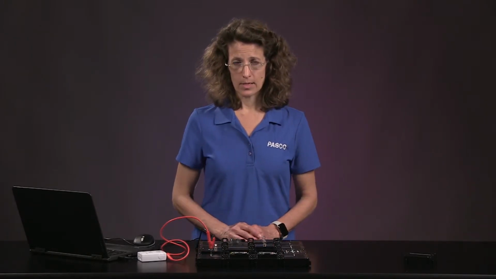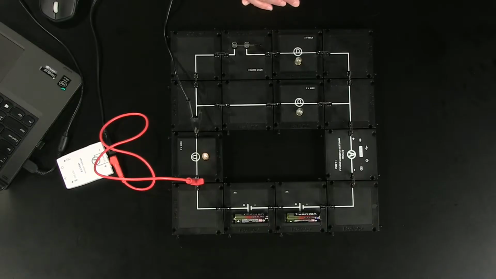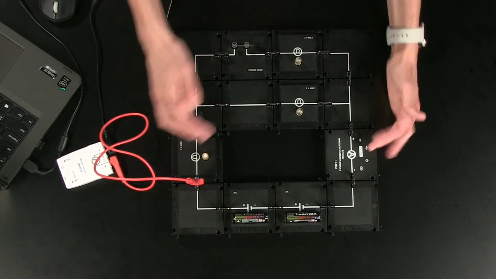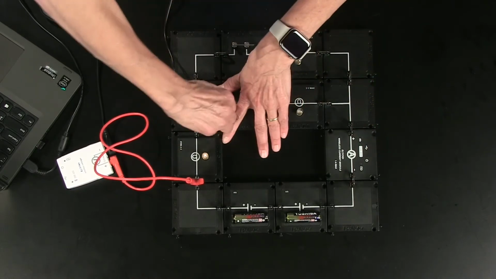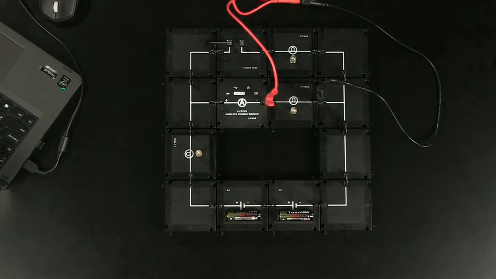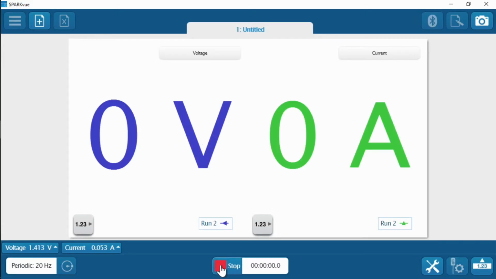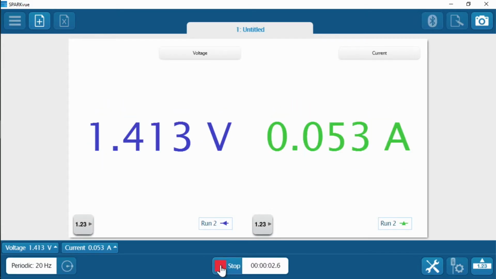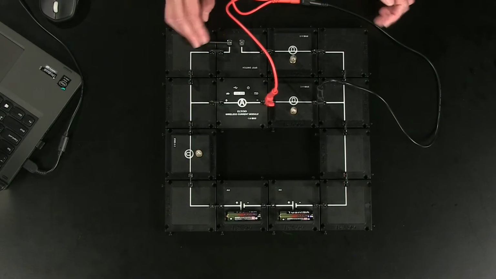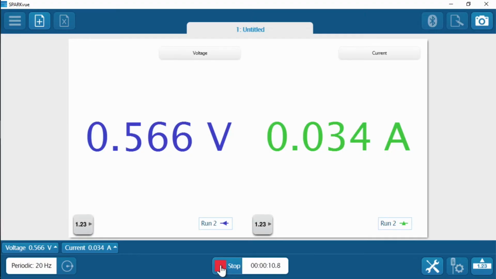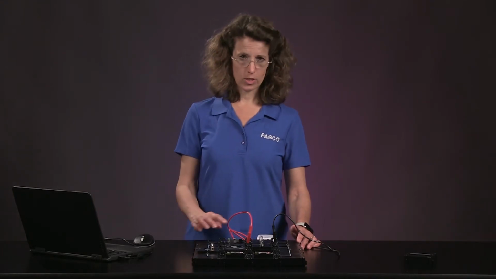Let's check our results using SparkView. This time we will connect the current sensor in series with bulb 2 and the voltage sensor in parallel. Again, we click to start recording data, recording our voltage and current with the switch open, and then we close the switch and record voltage and current again. The power can be calculated from the voltage and current. From our data, we can confirm that with the switch closed, the power is less through bulb 2.